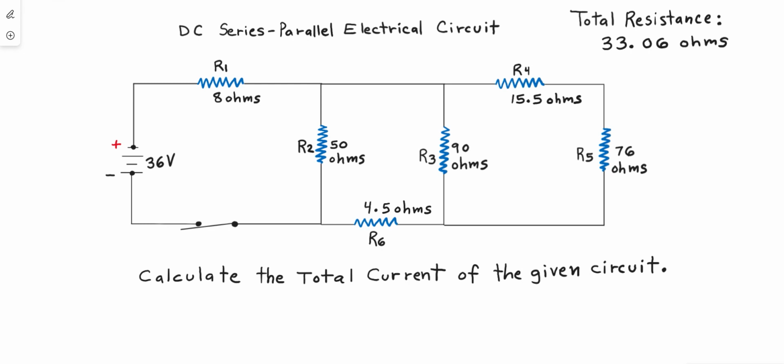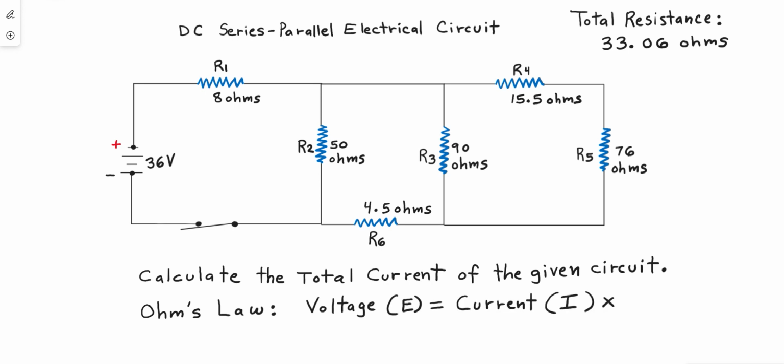So if you're dealing with a DC series parallel electrical circuit where a test question asked to calculate the total current of the given circuit, assuming that the total resistance of the circuit has already been calculated, we can start by accessing Ohm's law, which is voltage E is equal to current I times resistance R.